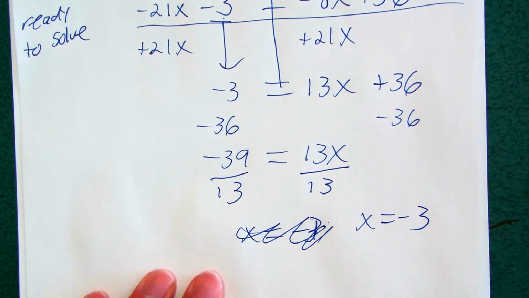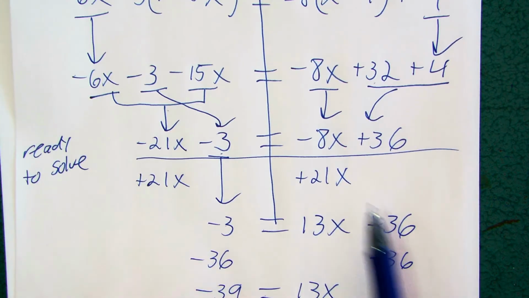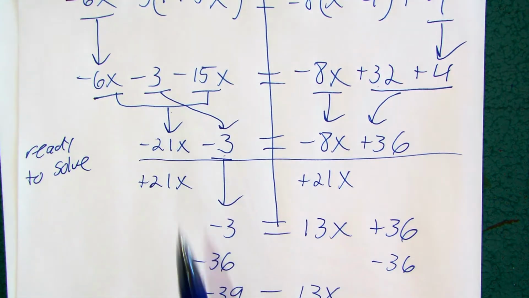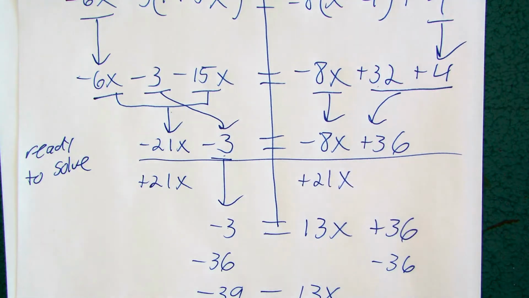Okay. So again, take your time going through these. Remember, just one step at a time. Don't try to do too much. Notice, I don't cross anything over the equal sign until it's ready to solve. My first 2 steps, I'm staying on the left, I'm staying on the right. Just cleaning up both sides, getting it ready to solve here.